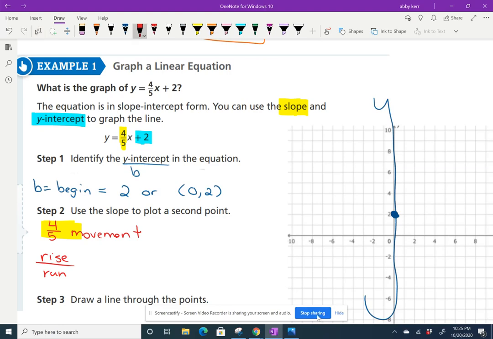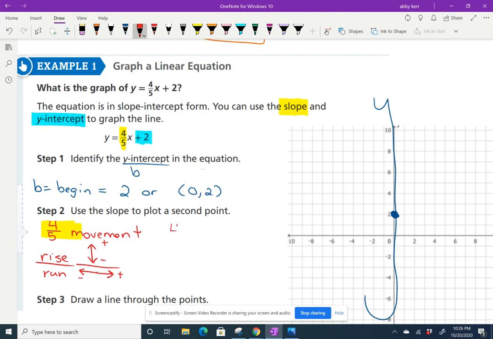The rise, if it's positive, it goes up. If the top number is negative, it goes down. Our run, if it's positive, it goes right. If it's negative, it goes left. So I like to put those little reminders.